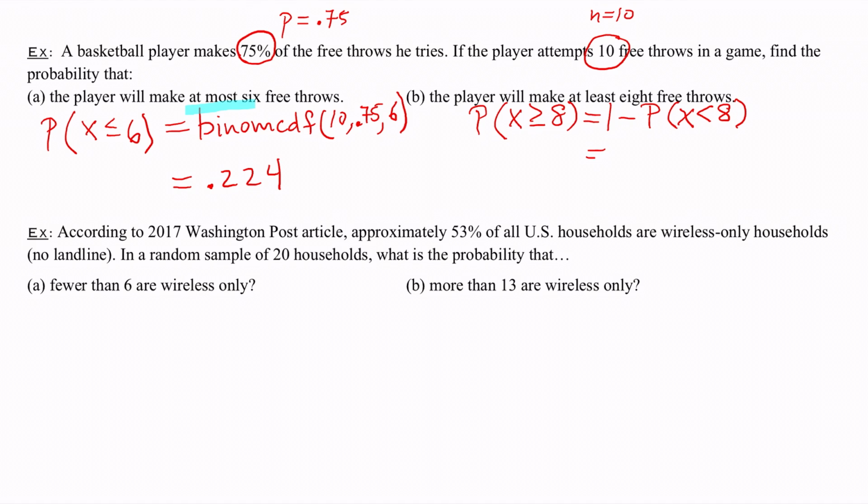So we're going to do 1 minus the probability that x is less than 8. And therefore, we want to use the binom CDF. Again, we have 10 trials, 0.75 probability of success, and now we're looking at x being less than 8, which means that really we're starting at 7 and going down from there. And that would give me a probability of 0.526.